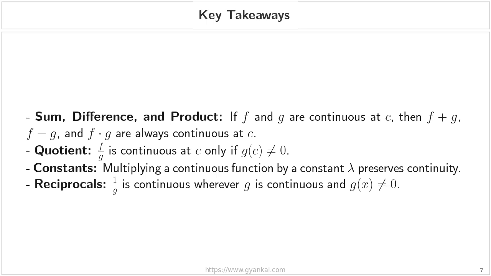Finally, let's look at reciprocals. The function 1 over g is continuous wherever g is continuous, provided that g of x does not equal 0. This follows the same logic as the quotient rule we just discussed. We must ensure we aren't dividing by 0. By keeping these fundamental rules in mind, you can confidently determine the continuity of almost any combined function without having to rely solely on the formal limit definition every time.